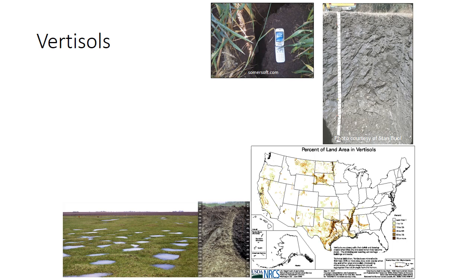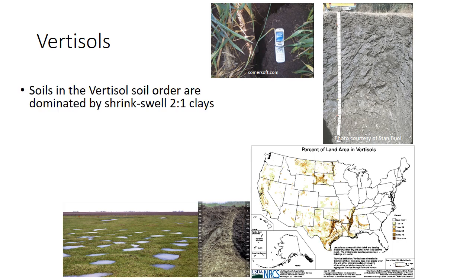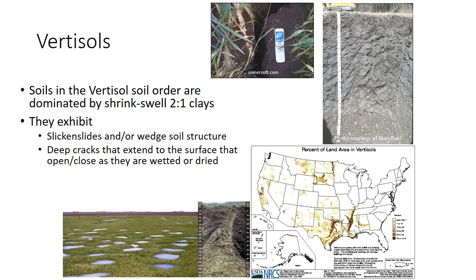Another application for these shrink swell clays comes from Unit 1. You learned about one of the 12 soil orders, Vertisols. In the case of Vertisols, these are soils that are dominated by shrink swell 2-to-1 clays. So we need a clay content that's 50% or higher from the surface down to a depth of at least 50 centimeters. And that's how we'd actually describe a vertisol.